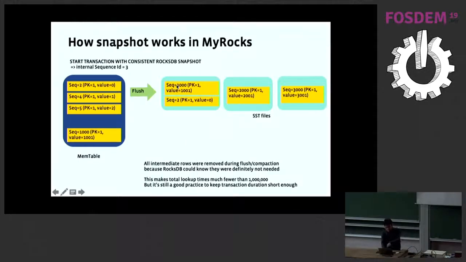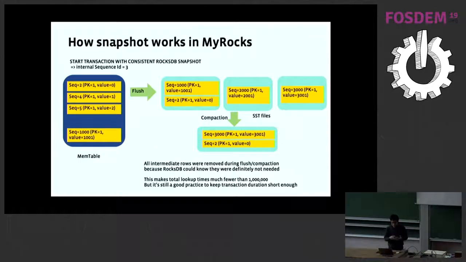Another process called compaction may happen after a flush, merging several SST files into one. During these steps, all the intermediate sequence numbers can be omitted. This means only two entries are needed to handle the workload, which is much smaller than tracking the 1 million histories in InnoDB. So this is much more efficient. Typically, when there is a long-running transaction, MyRocks can handle it much better than InnoDB.